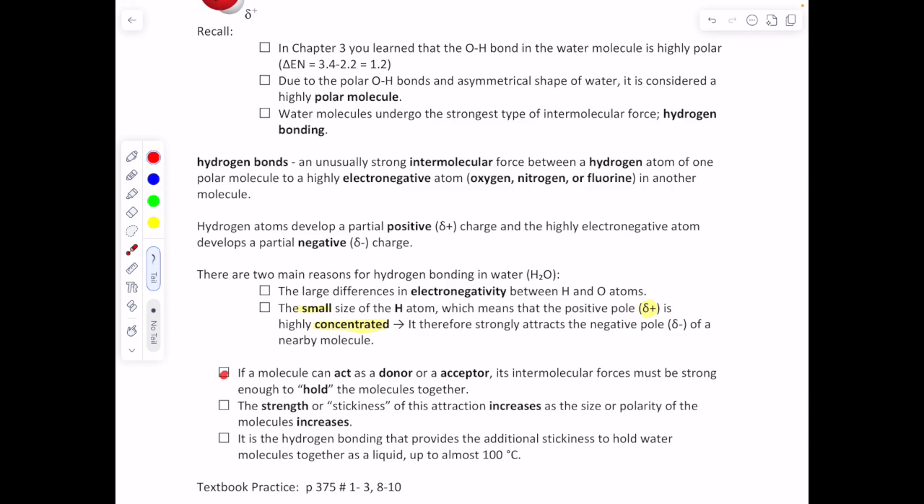If a molecule can act as a donor or an acceptor, its intermolecular forces must be strong enough to hold the molecules together. The strength or stickiness of this interaction increases as the size or polarity of the molecules increases. It is the hydrogen bonding that provides the additional stickiness to hold water molecules together as a liquid up to almost 100 degrees Celsius. Please try practice problems in the textbook and any LMS quizzes that are assigned.